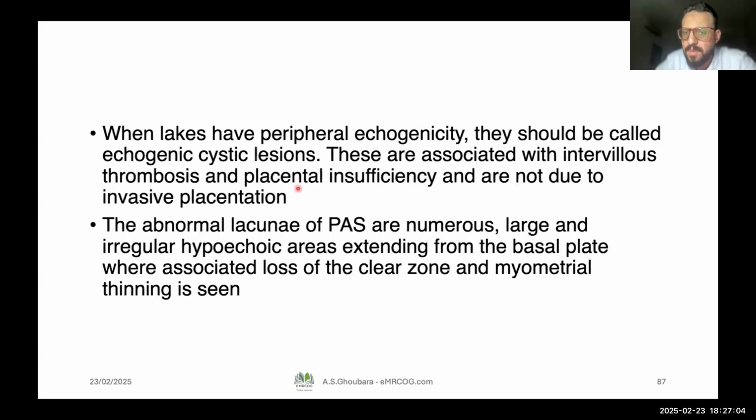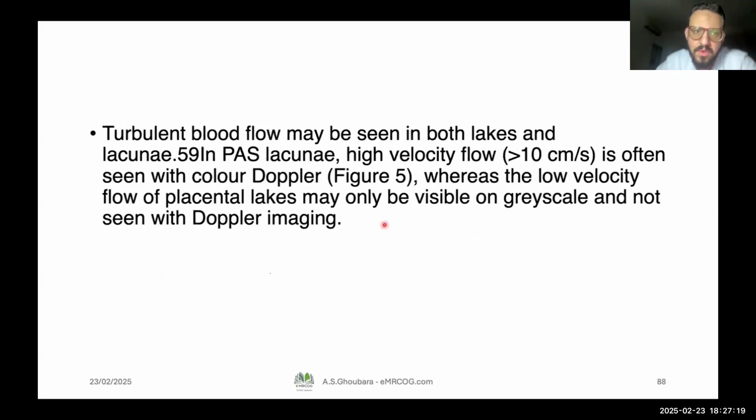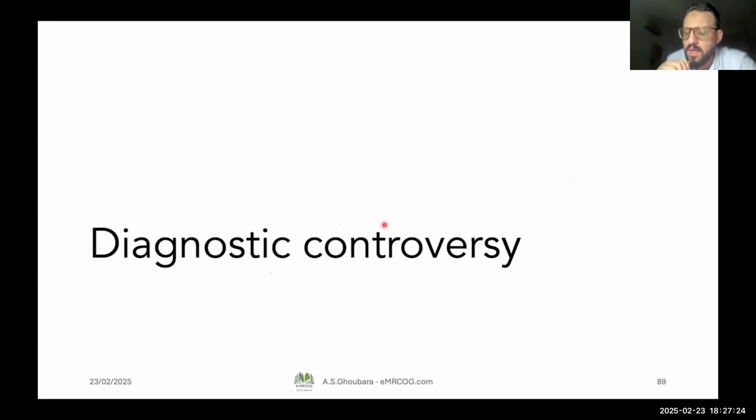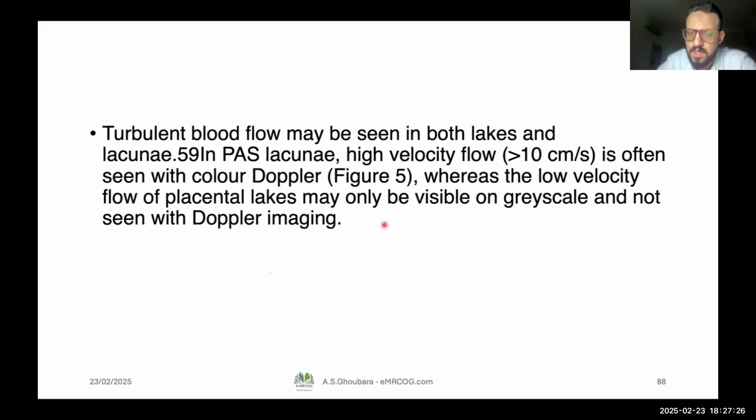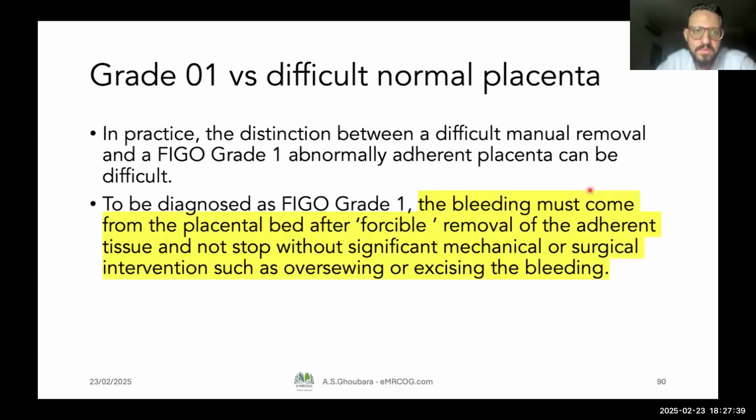But the lacunae in PAS are numerous, large, irregular, hypoechoic, non-echogenic cystic lesions, and they're usually found in the basal plate, towards the myometrium, not in the central or marginal areas. Also, there is no turbulent flow inside the lakes. Inside the lacunae, there is turbulent flow more than 10 cm per second, which is called high velocity flow. Now we know how to read the Doppler finding, usually seen inside the lacunae rather than the lakes.